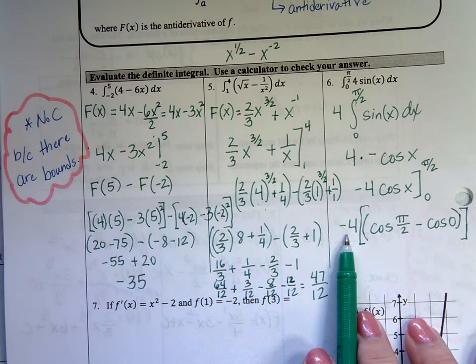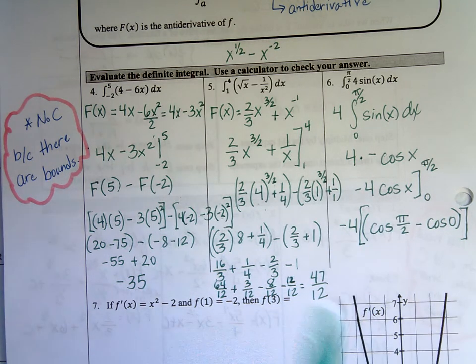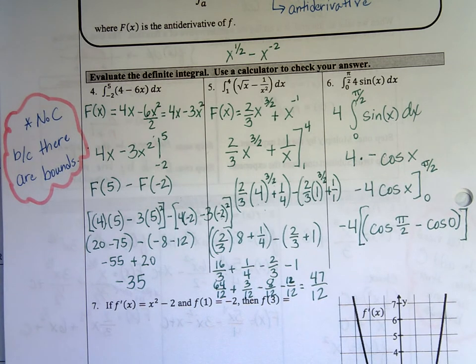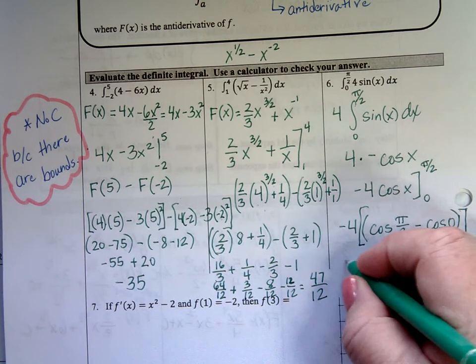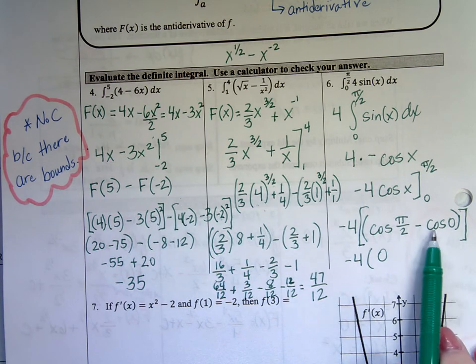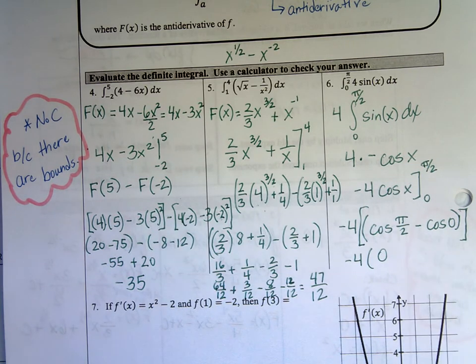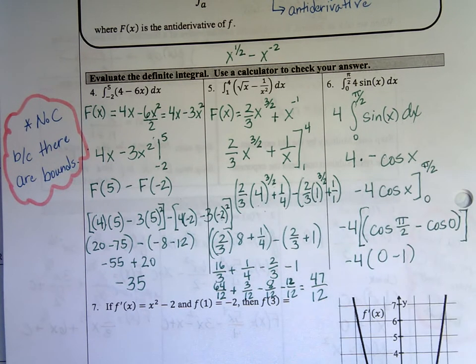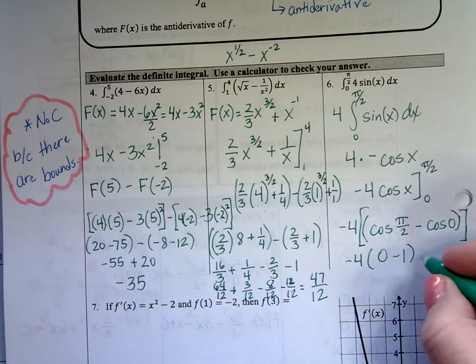So cosine of pi over 2, go up, pi over 2 is 90 degrees. So if I think of the coordinate there, that's 0, 1. Cosine is the x coordinate, so this would be 0. So I've got negative 4 times 0. Cosine of 0, go to the unit circle, that's the very beginning, that's the coordinate 1, 0. So it's going to be a value of 1, the x coordinate, so 0 minus 1. And if I multiply them out, negative 4 times negative 1, I end up with an answer of 4.